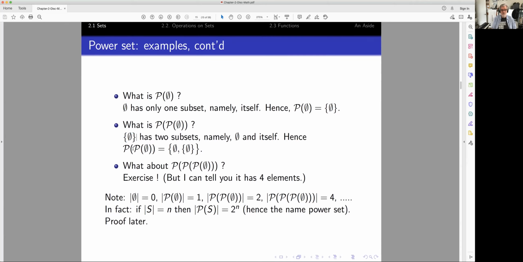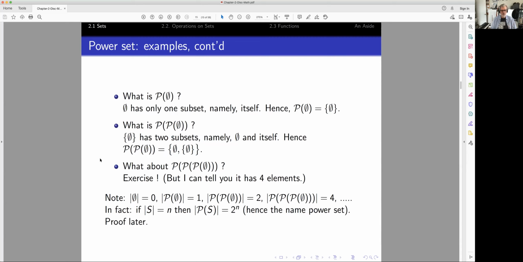So the power set of this power set consists of two elements. One is the empty set and one is the set containing the empty set. You can try the next one. At some point, it has four elements. If you were to try the next one after that, you'd see that it would have 8 elements. And this is where the power set name comes from, but we'll talk about that a little later.